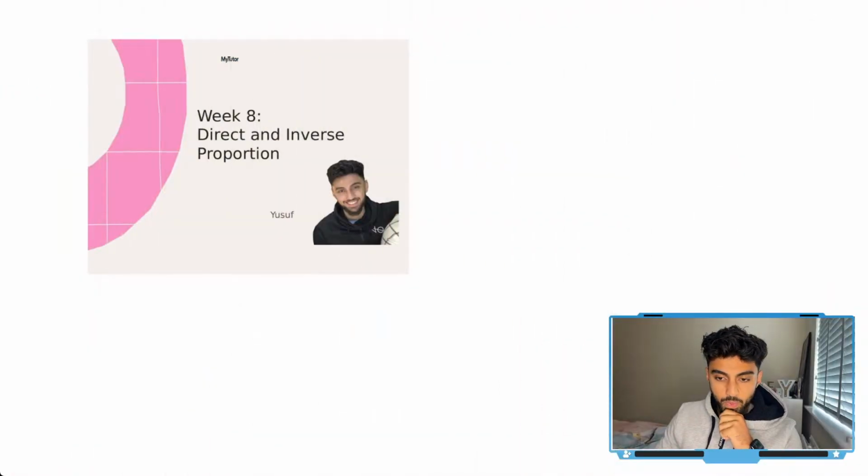I'll change over to the whiteboard. Yes, here we are: direct and inverse proportion. Here is the whiteboard, and as a starter activity to get you thinking about what we're going to be doing, have a look at this. I hope you can see it and that it's clear enough. If it's not, let me know.